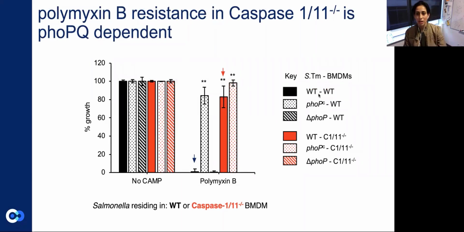And to do this, Kelly Hughes actually constructed a few strains for us. So he made a strain that is 4P constitutive, and a strain that is deleted for 4P. And we use these two strains to infect both wild type as well as Caspase 111 knockout PMTMs. And the color scheme here is the same. The wild types are in black. The 111 knockout bacteria are in red.